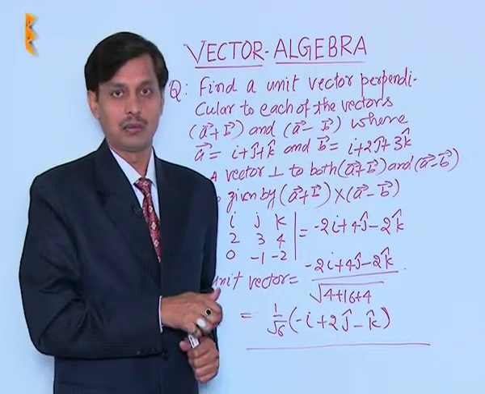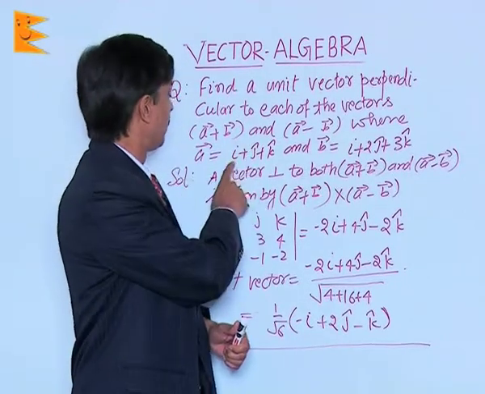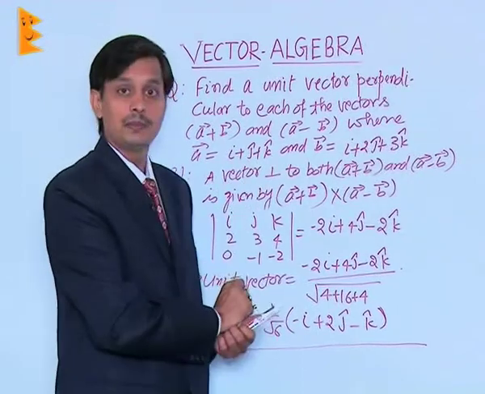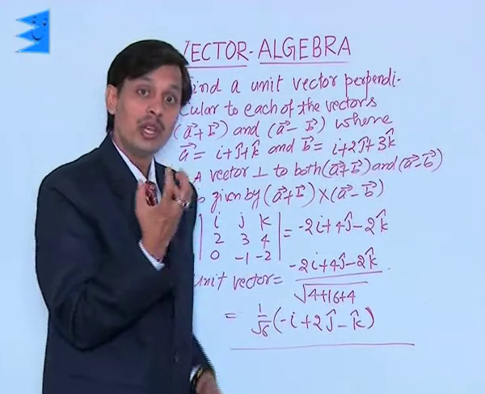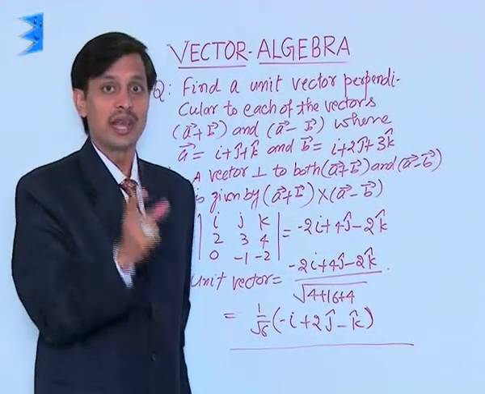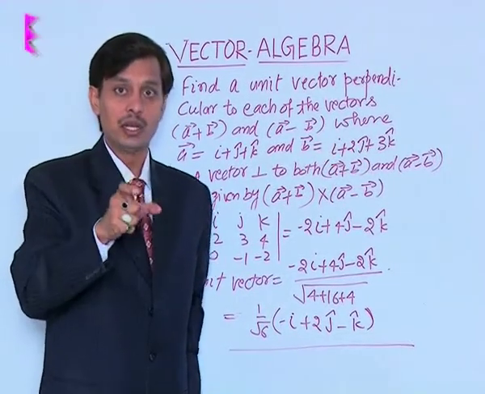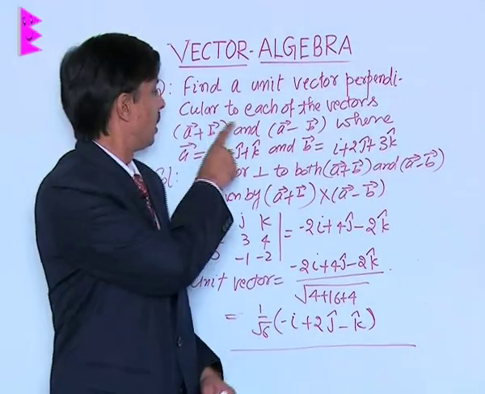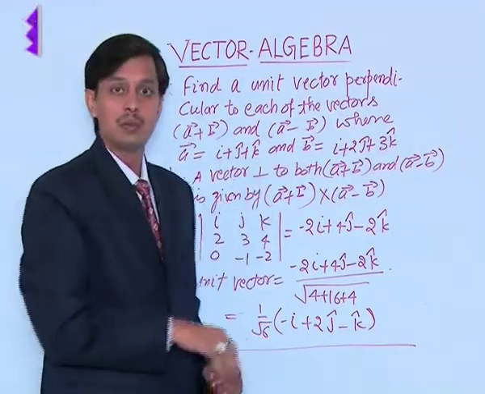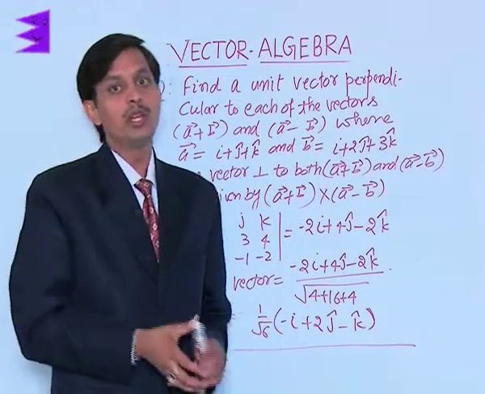A unit vector comes. We have vector a as i plus j plus k, vector b as i plus 2j plus 3k. What we need to calculate? We need to estimate a unit vector which is perpendicular to both. Which both? a plus b and a minus b. So ultimately, first what we need to calculate?